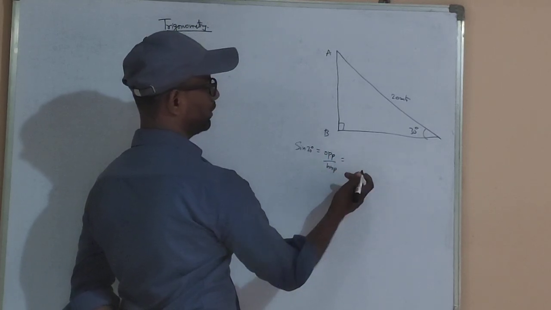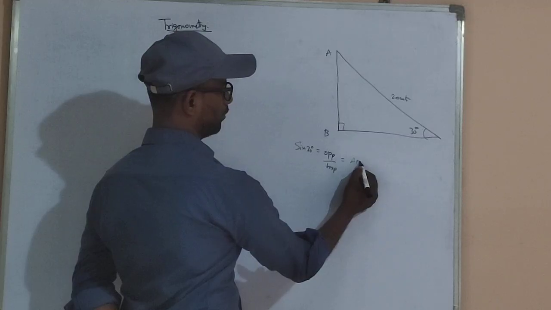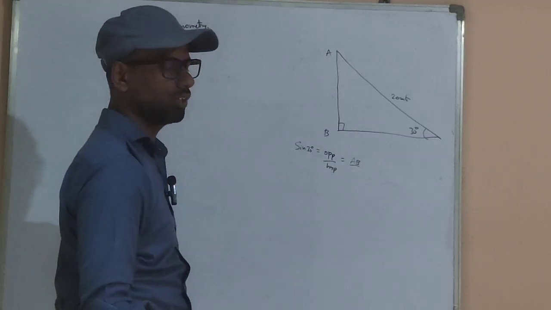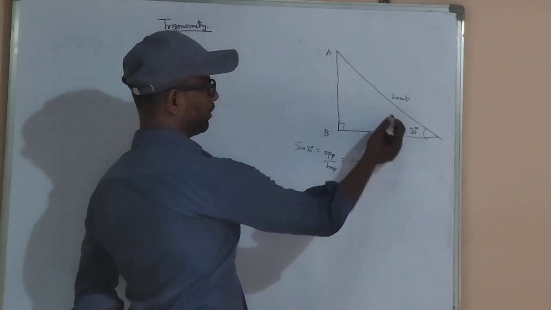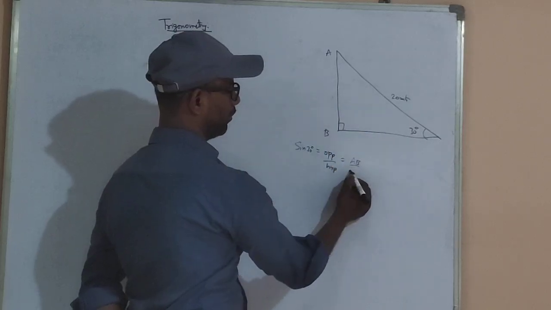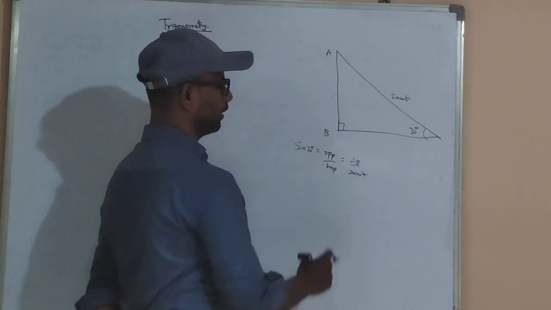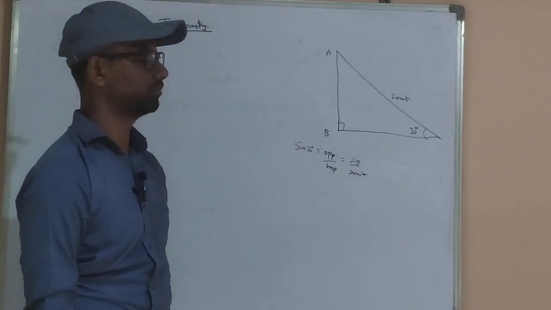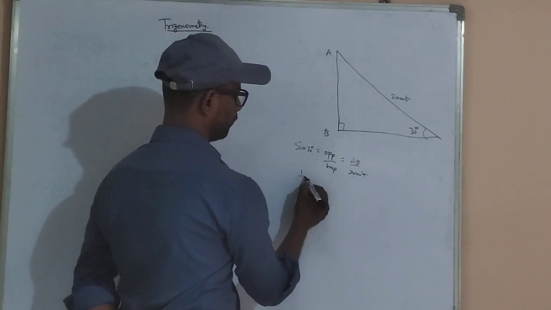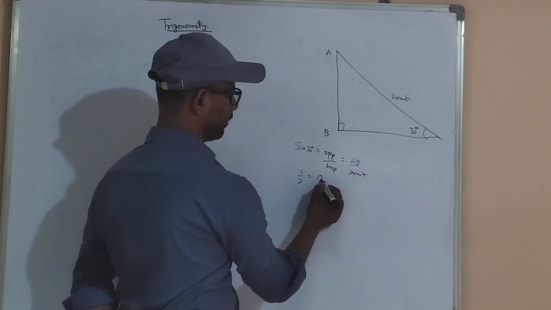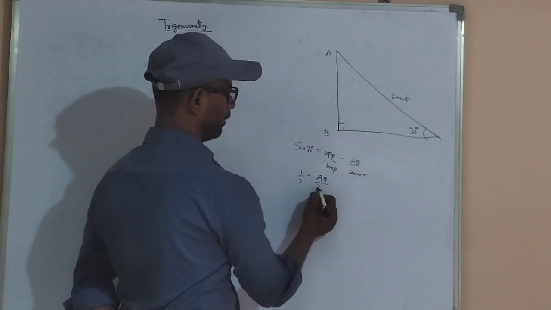సైన్ 30 మీన్స్ వాట్? ఆపోజిట్ బై హైపోటెన్యూస్. సో వాట్ ఈస్ ద వాల్యూ ఆఫ్ ఆపోజిట్? AB. సో we don't know AB, which is the height of the pole. Hypotenuse, what is the height? Hypotenuse length 20 meters. Sin 30. So what is the value of sin 30? 1/2. 1/2 is equal to AB by 20 meters.